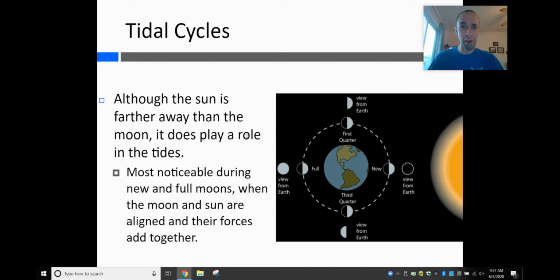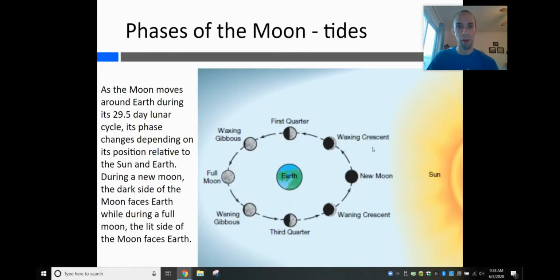Okay, so tides are caused again by the gravitational attraction of the Earth and its oceans and the moon. However, we have to recognize the fact that the moon goes around in a complete cycle all the way around the Earth in 29 and a half days. And because of this revolution of the moon around the Earth, we also have some noticeable changes during some of the major phases of the moon, the new moon and the full moon. And that's due to the way everything's lining up.